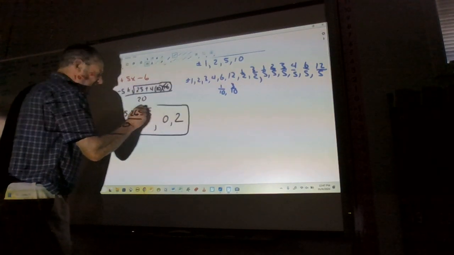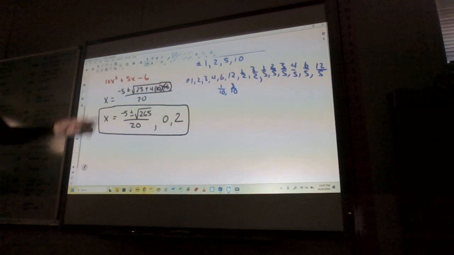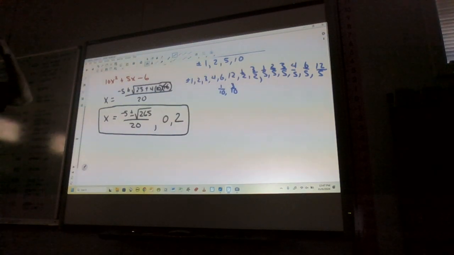So do yourself a favor when you get down to a quadratic equation like this, either factor it, or if you can't easily factor it, throw it in the quadratic formula and figure out what the answer is.